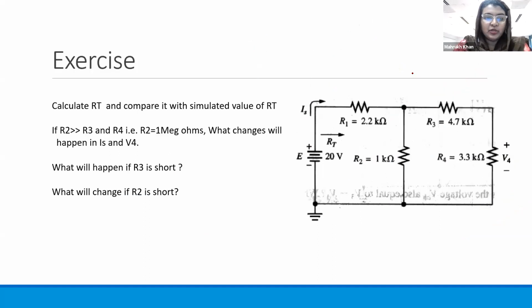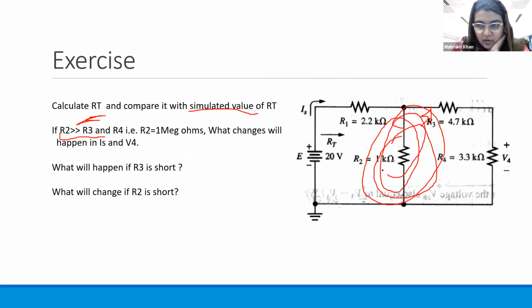Okay, and similarly, in this exercise, you need to calculate RT, which is your equivalent resistance, and compare it with your simulated value. Equivalent resistance you should calculate with your parallel and series combinations. Then you need to answer: if this R2 is greater than this R3, so it is 1 mega ohm, which means that you are squeezing this path. You are making it very, very hard for the current to flow in this path. So what changes will happen in IS and V4? What do you think will happen? You can check that in your simulation.